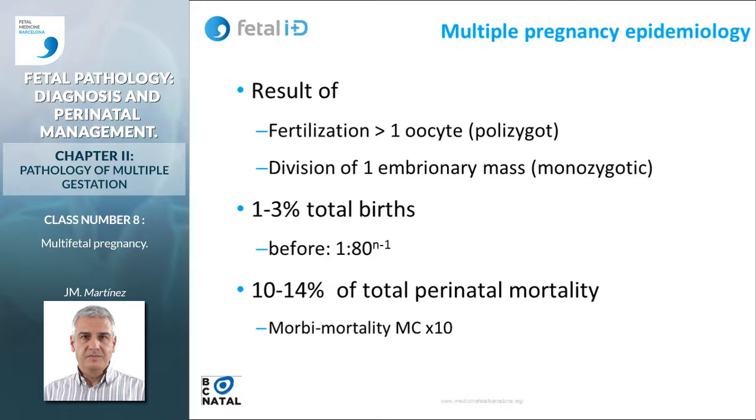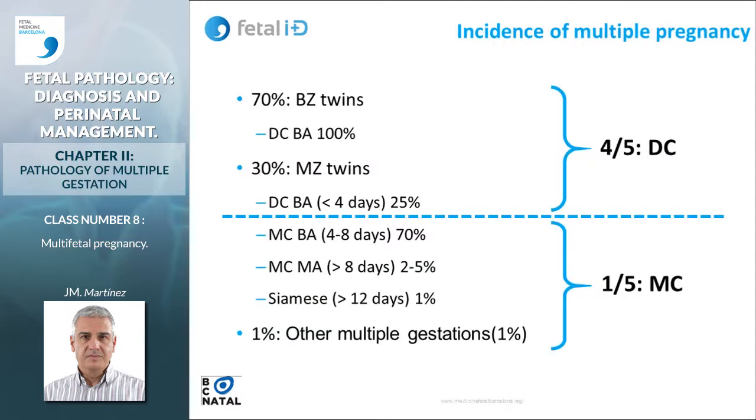And the importance is that they have a high rate of perinatal mortality. More or less 70% of pregnancies are bizygotic, and all of them are bichorionic. 30% of them are monozygotic, and of them some are bichorionic, but the majority of them will be monochorionic, or even more complicated. 4 of every 5 will be bichorionic, the majority of which will be bizygotic. But there is a 30% chance of being monozygotic, and 1 of every 5 will be monochorionic, and there won't be any problem with the diagnosis.